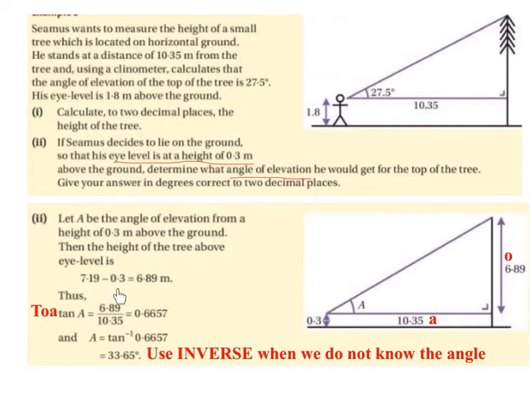So if tan of A is 0.6657, then we're going to use the inverse function, because we use inverse when we do not know the angle. That's what we're looking for. So A is going to be tan to the power minus 1, or the inverse function of tan, times 0.6657, and that's going to give us 33.65 degrees to 2 decimal places.